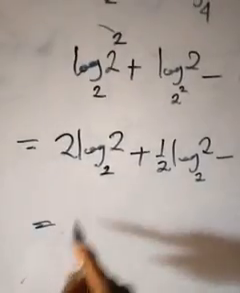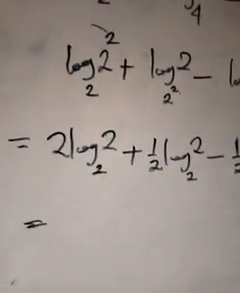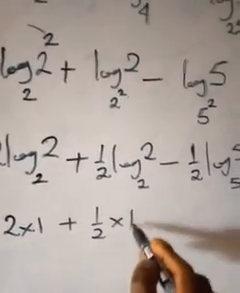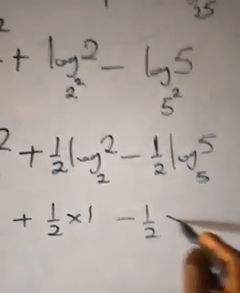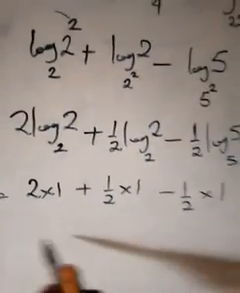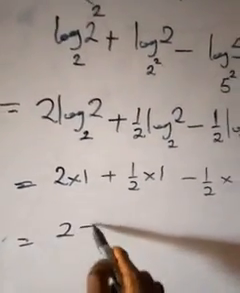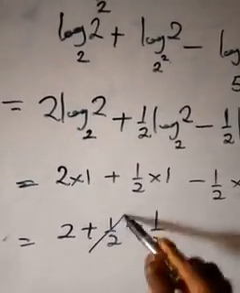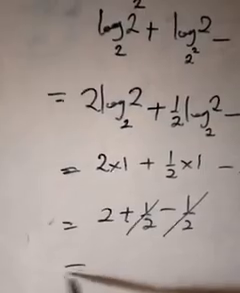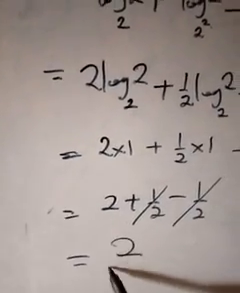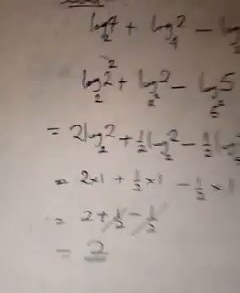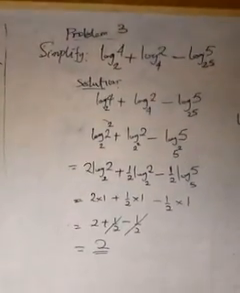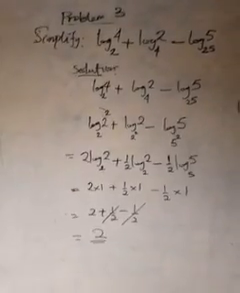Now since log 2 base 2 is 1, that will be 2 times 1 plus 1 over 2 times 1 minus 1 over 2 times 1. So here we have 2 plus 1 over 2 minus 1 over 2. So 1 over 2 can remove 1 over 2. Our answer is going to be 2. So this is how we simplify numbers that has to do with different base.